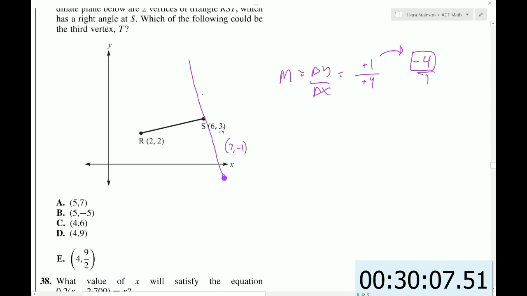So then we could consider going the other direction. So instead of negative 4 over 1, we could think of it as 4 over negative 1. So in other words, we go up 4 and to the left 1. So from 3 we go up 4, that gives us 7. We go to the left 1, that gives us 5. 5 comma 7 is a choice.